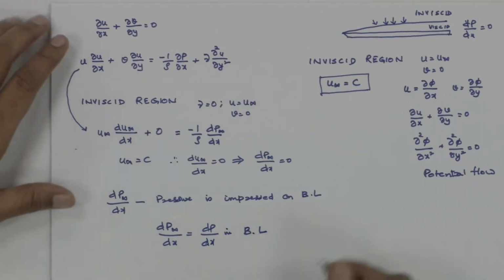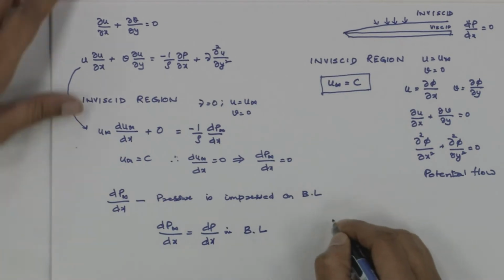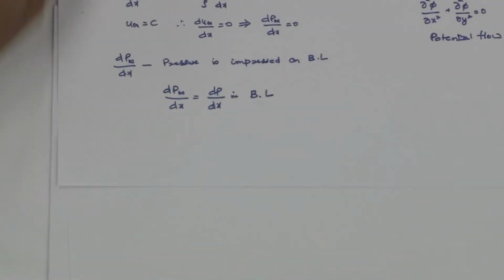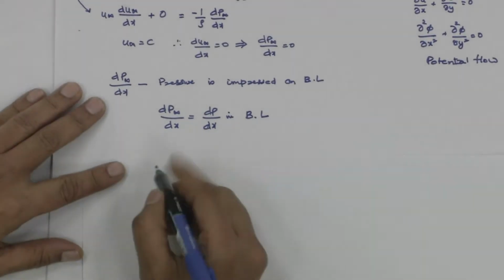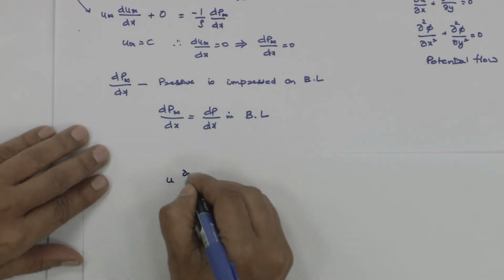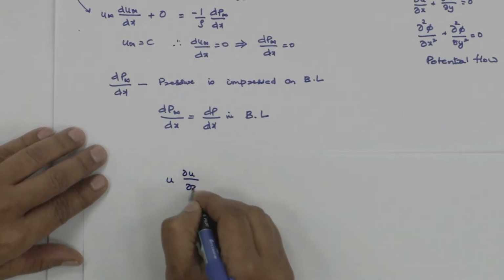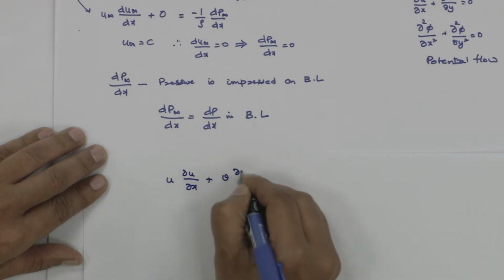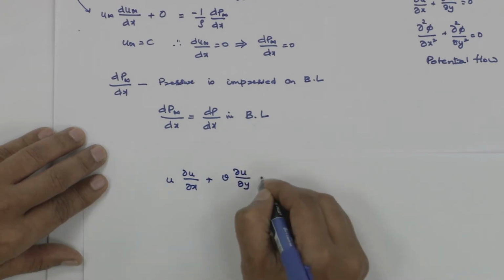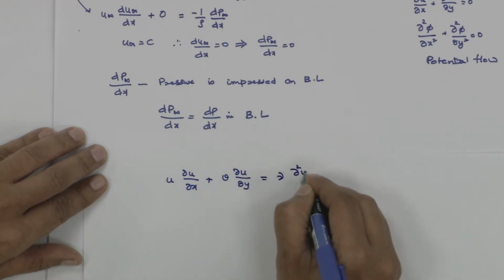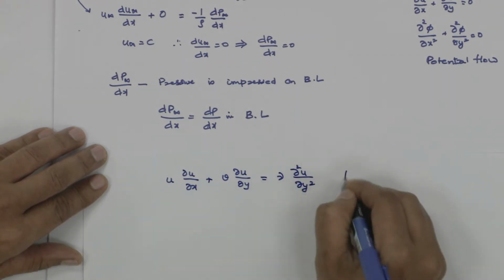So you get the boundary layer equation: u del u by del x plus v del u by del y equal to nu del squared u by del y squared for a flat plate.